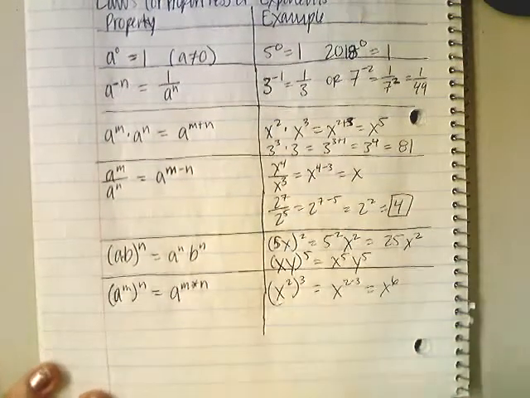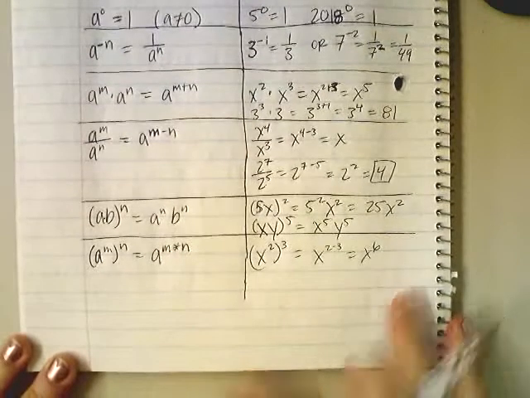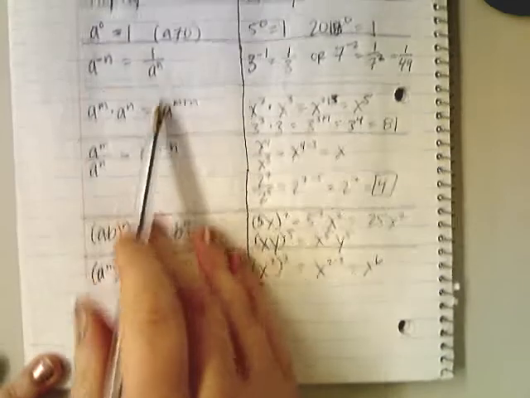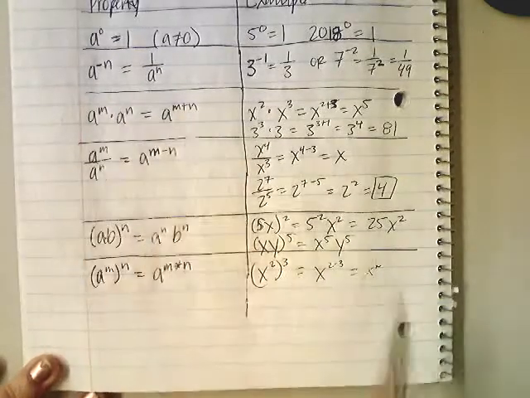So if you raise a power to a power, you multiply their exponents. So raising a power to a power means you multiply their exponents, whereas if you're just multiplying two terms that are the same, you add their exponents.